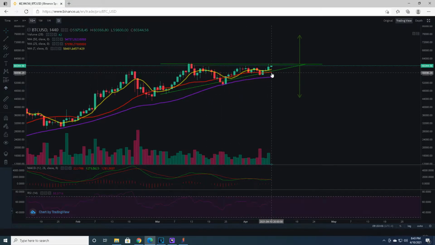This signifies that the buyers are taking over control. They bought up to here, the seller sold off. The buyers started buying back at a higher price. They bought up, the seller sold off. The buyers are buying up at an even higher price. It just hits it and it doesn't break again. Yesterday, the candle wicked the top of this and it still closed in a bullish candle, but it closed slightly below that resistance.